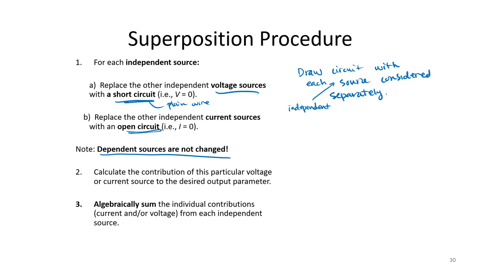Once you have drawn each source considered separately, then you calculate the contribution of each source alone to that desired parameter. Finally, you take the algebraic sum to determine the total of all contributions from all sources. We'll do an example of this a little later. And if you need an additional refresher, I'd encourage you to go back and review our superposition lecture.